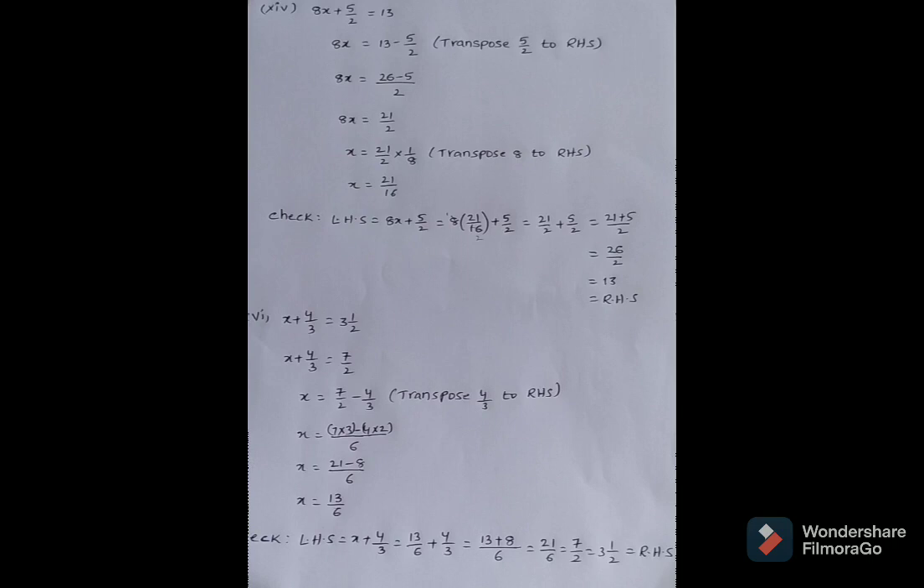Next one. 16th one. X plus 4 by 3 is equal to 3 and 1 by 2. Observe, 3 and 1 by 2 is a mixed fraction. Okay. So we convert mixed fraction to improper fraction. So x plus 4 by 3 is equal to 2 into 3, 2 3s are 6 plus 1, 7. 7 by 2.